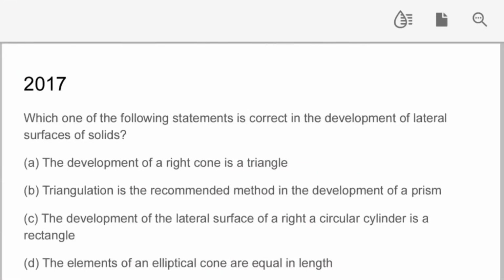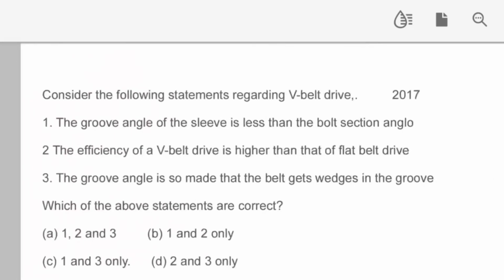Now the question of 2017 is, which one of the following statements is correct in development of lateral surface of solids? First option is the development of a right cone is a triangle. Triangulation is the recommended method in the development of a prism, that is option B. Option C is the development of the lateral surface of a right circular cylinder is a rectangle. Fourth option is the elements of an elliptical cone are equal in length. So option C is correct. The development of the lateral surface of a right circular cylinder is a rectangle.